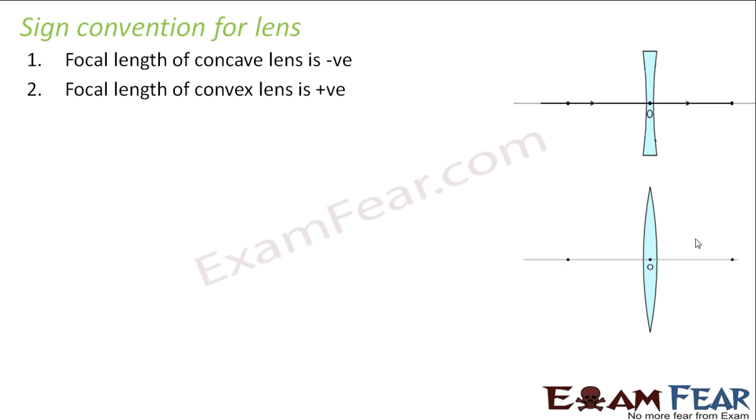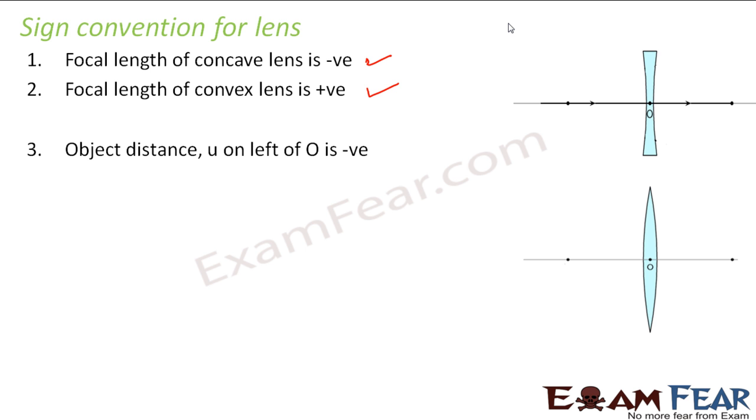First of all, the focal length of a concave lens is negative, whereas the focal length of a convex lens is positive. So please remember these points. Whenever we are talking about focal length, we are generally taking into consideration the second principal focus. When you remember your concave mirror, the focal length for a concave mirror was also negative. So the focal length for a concave lens is negative and for a convex lens it is positive.